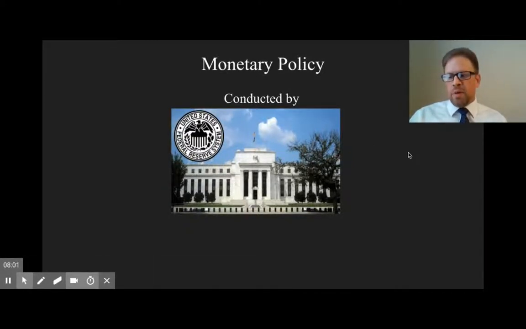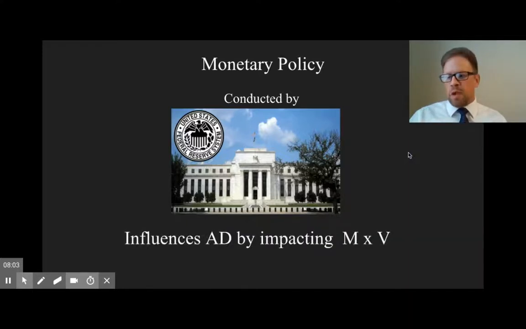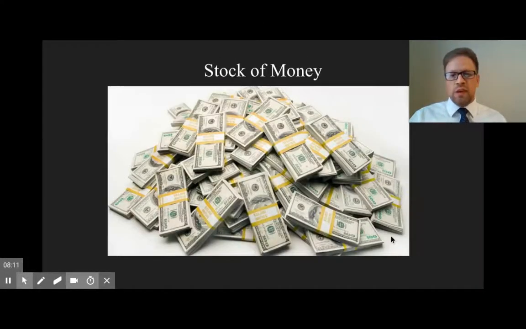Now, monetary policy influences aggregate demand by impacting the stock of money, which we'll talk about in just one moment, and also the velocity of circulation. What do we mean by those two terms? The stock of money is basically the total amount of money that's in the economy. So when we talk about something like M1, that's what we're talking about, the stock of money, just the money that happens to be out there in the economy that people have.